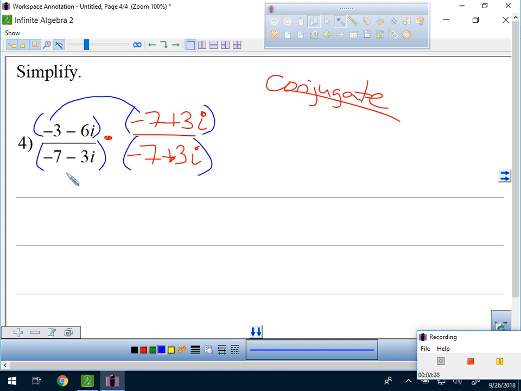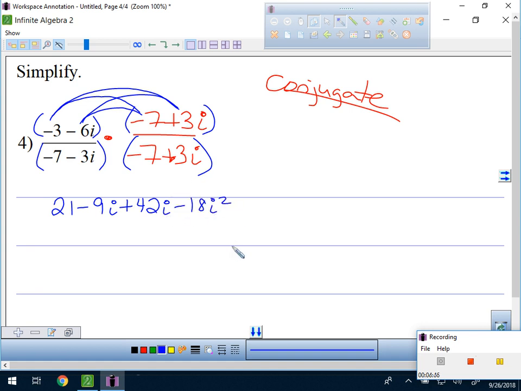So -7 times -3 is +21. -3 times +3i is -9i. -6i times -7 is +42i. And -6 times +3 is -18i squared.